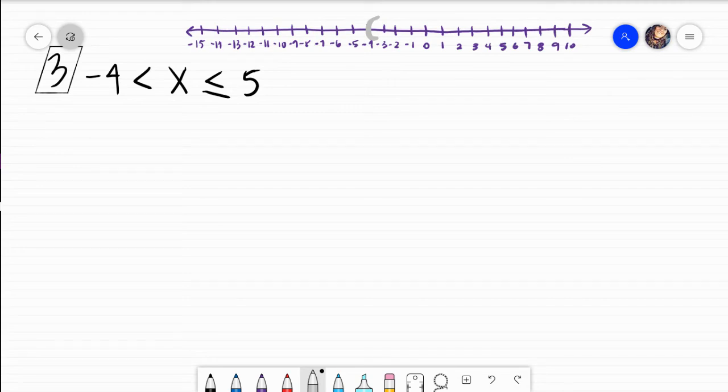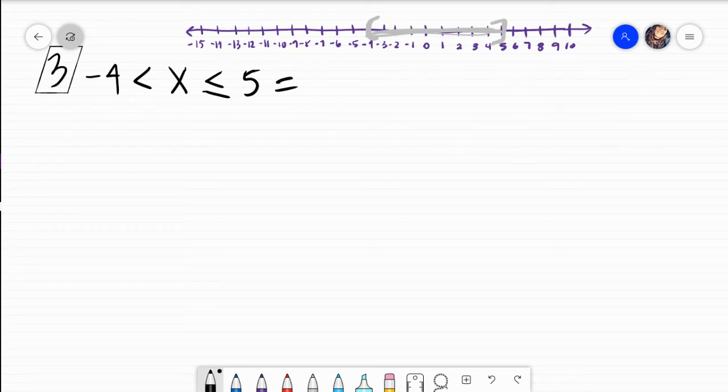Less than or equal to means a bracket. Less than also means that it's the values to the left. So less than or equal to 5. These values here are the only values that my x can take on. Okay? So I literally, again, have exactly what I need to write it in interval notation.